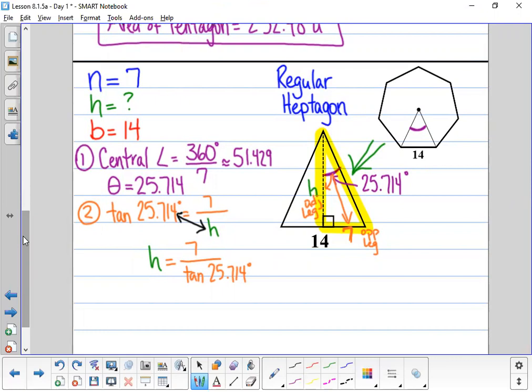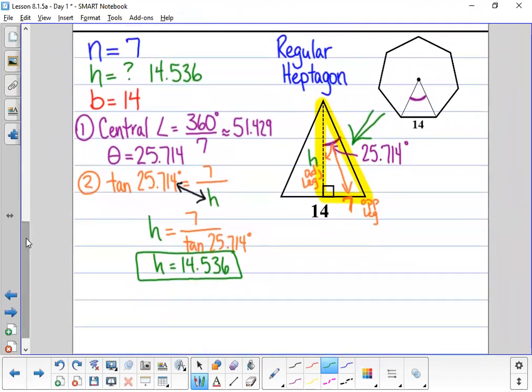Okay, so that's what I'm going to put into my calculator. 7 divided by the tangent of 25.714. And I get that my height is 14.5358, so I'll round it to 14.536. All right, that's what I needed. I needed to find my height. So now I know my height is 14.536. So now I can plug that into my formula to find the area of my heptagon.